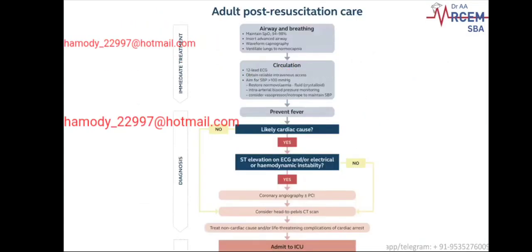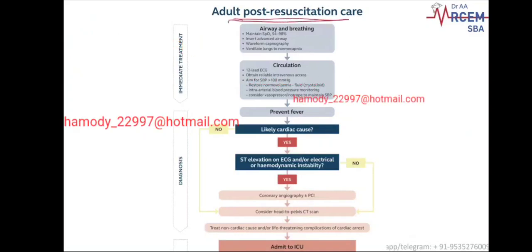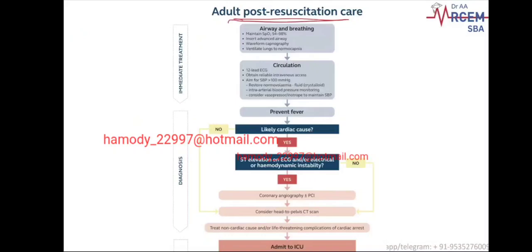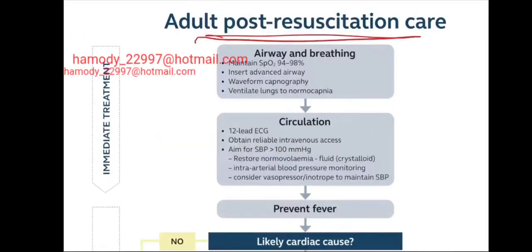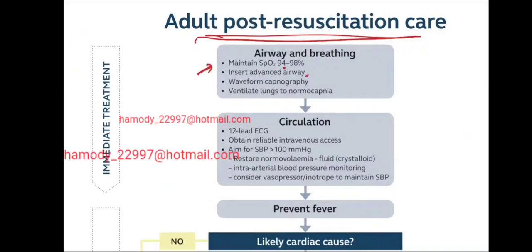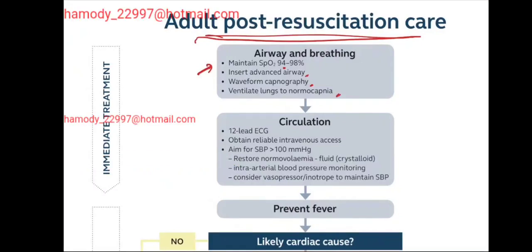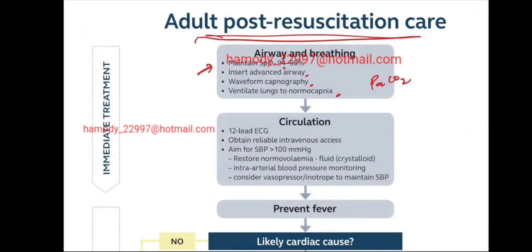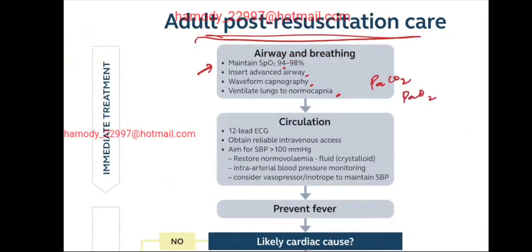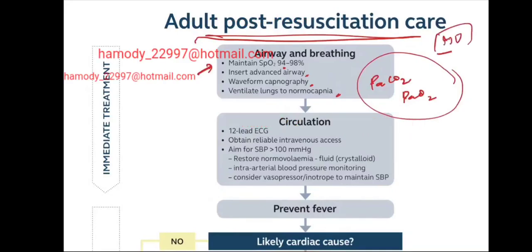Post cardiac arrest, once you get ROSC, what are you going to do? That is known as adult post-resuscitation care. Much of it remains the same with a few changes. First, airway and breathing has remained the same, where you maintain oxygen. If required, you will intubate the patient to maintain an oxygen saturation of 94 to 98%. Insert an advanced airway, confirm with waveform capnography, and ventilate the lungs so that PaCO2 and PaO2 both remain in the normal range. These are the two targets whenever we intubate and connect the patient to a mechanical ventilator.